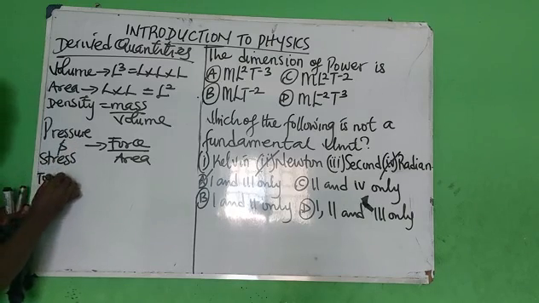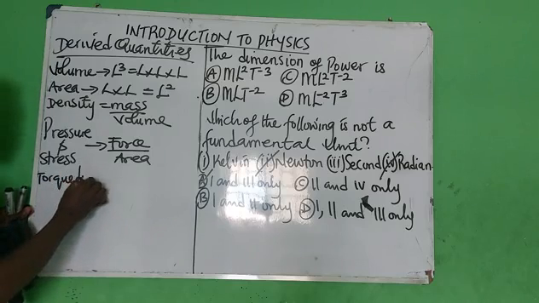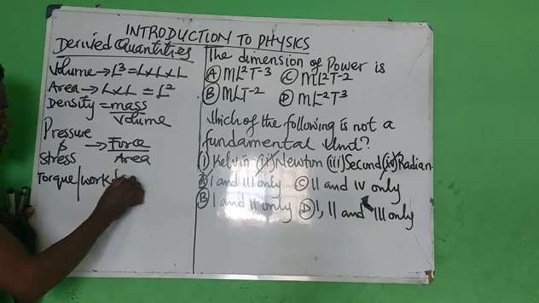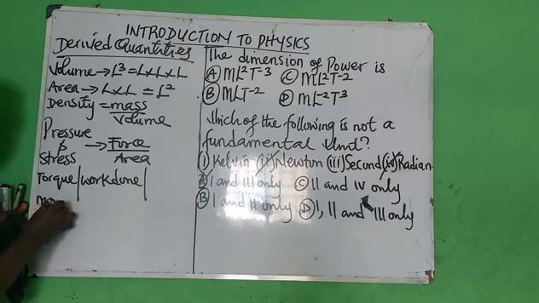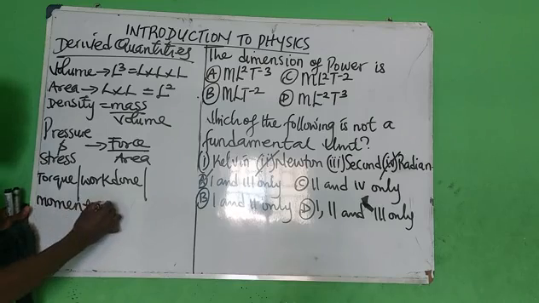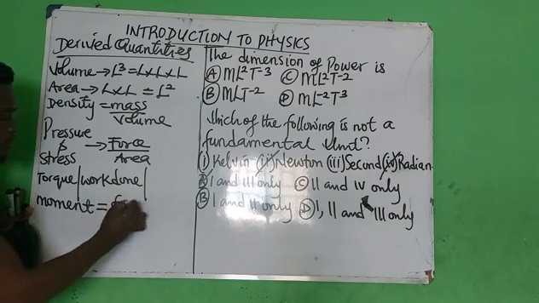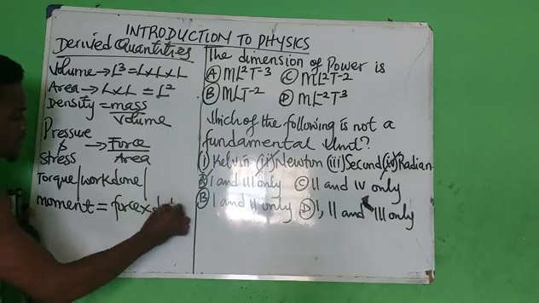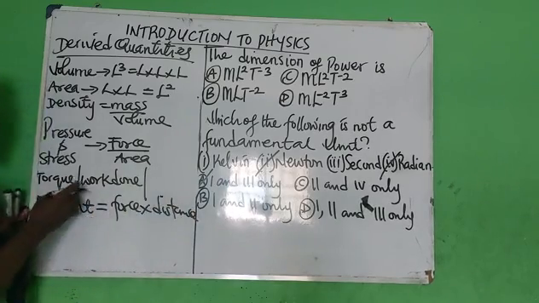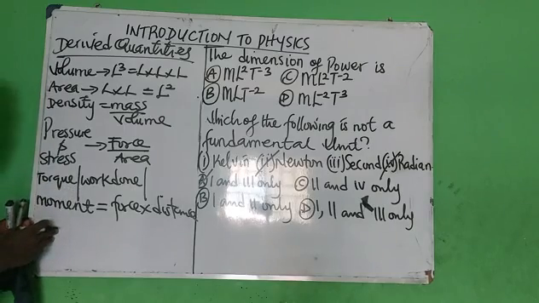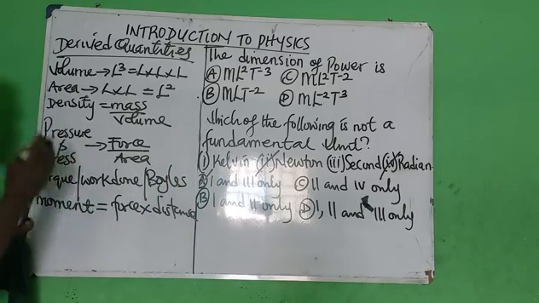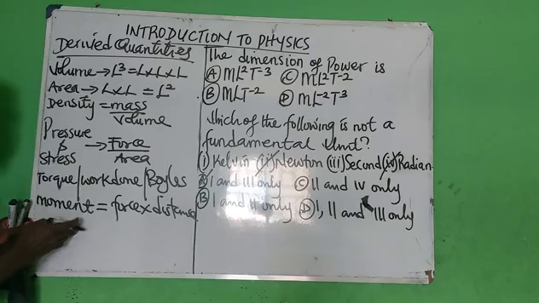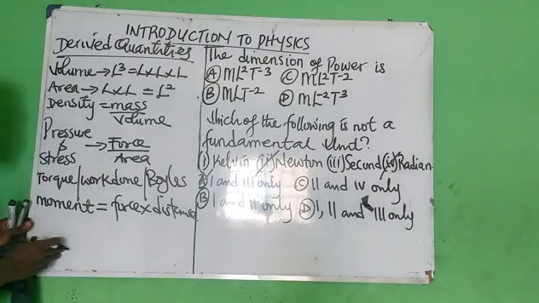Torque. Work done. And moment. Torque, work done, moment. They all have their formula as force times distance. So which means that they have the same dimension. Boyle's law as well. Boyle's law has the same dimension as torque, moment, and what? Work done. It is very important.